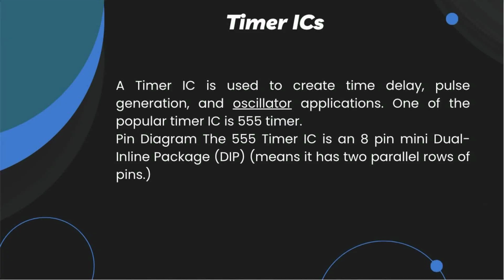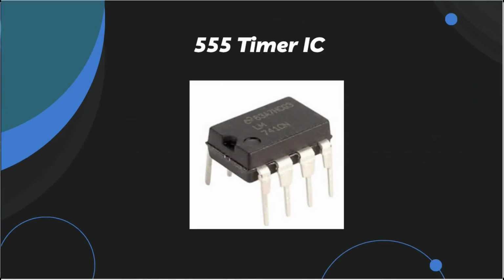So now we move to the next topic, that is the timer integrated circuits. It is used to create time delay, pulse generation and oscillator applications. One of the popular timer ICs is the 555 timer. The pin diagram of the 555 timer IC is shown here, where it has an 8 pin mini dual inline package. This is the IC for the 555 timer.